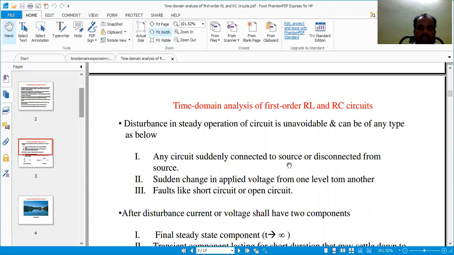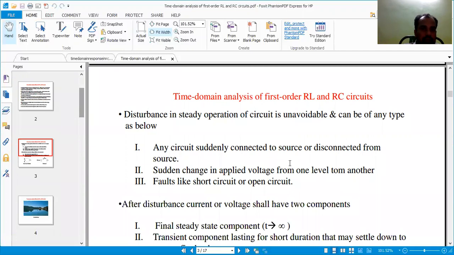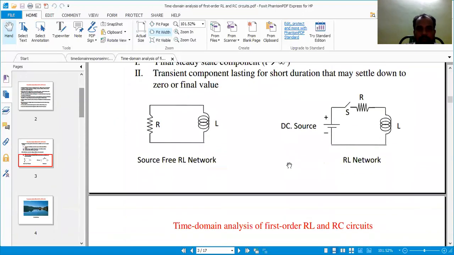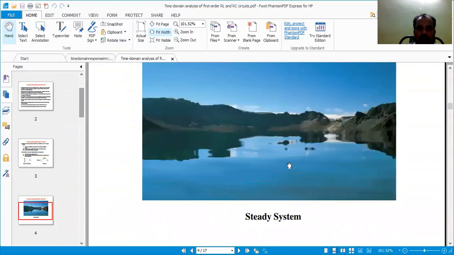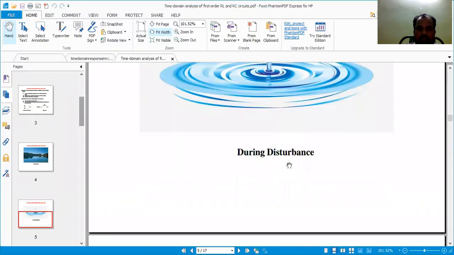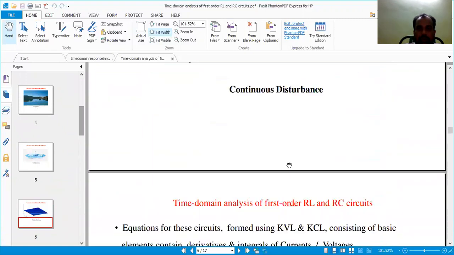Okay, a disturbance in steady operation of circuits can be of any of the types below. Any circuit suddenly connected to the source or disconnected from the source, or sudden changes applied to the voltage. After the disturbance comes the final steady state response, and the transient response. Okay. For example, the steady state response means there is no disturbance. If there is any disturbance, like during the disturbance. Okay.